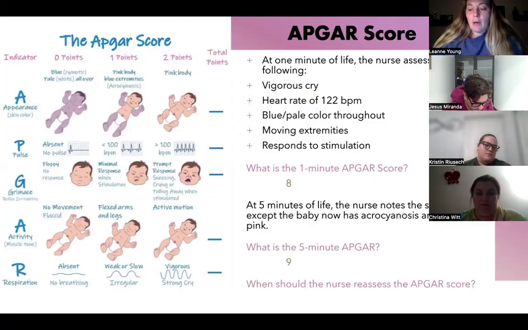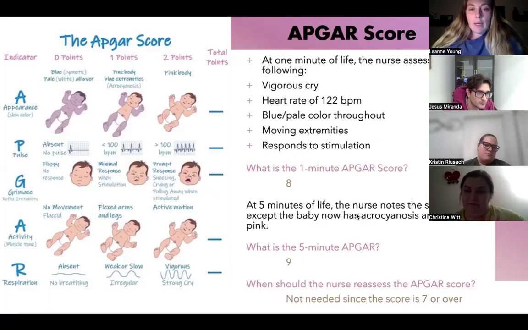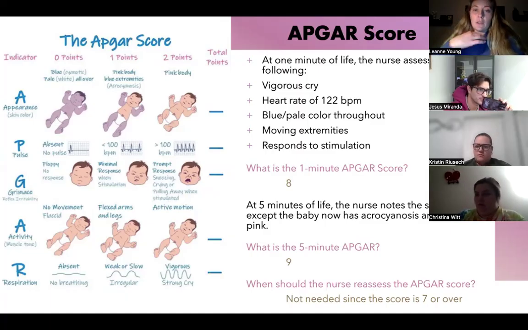When should we reassess the APGAR? Five minutes. So for this one, we actually won't need to because the score is over 7. Oh, he's stable. Yeah, so that baby is technically stable. So at that point, we're just going to assess the baby regularly, do our normal vitals and all that. However, if a baby were to revert back, then we could potentially assign them a new APGAR, but we don't usually use APGARs outside of just immediately after delivery.